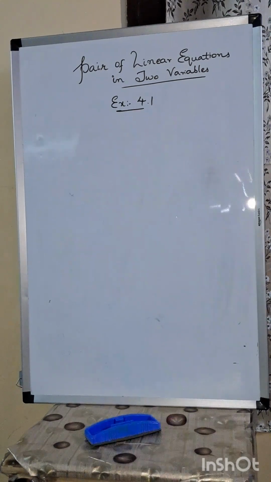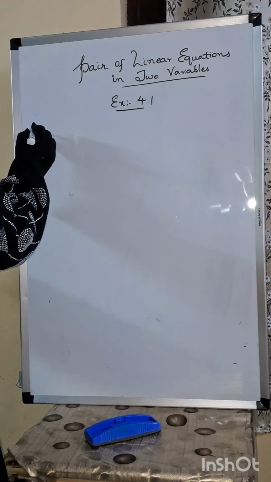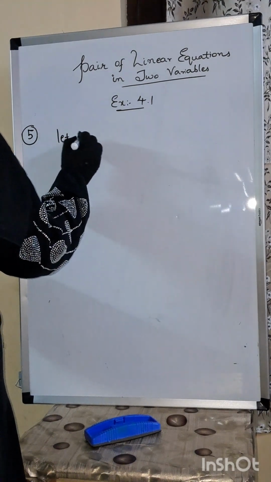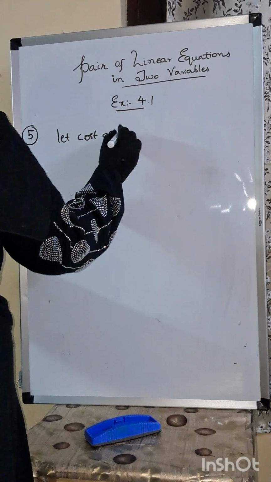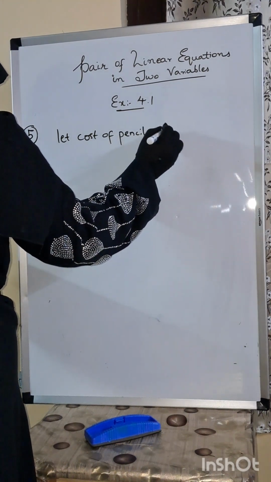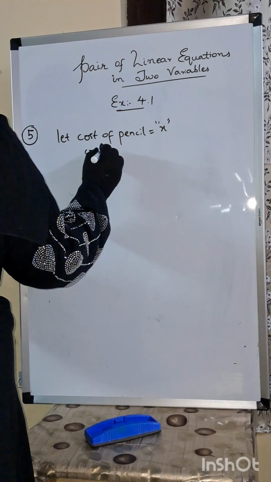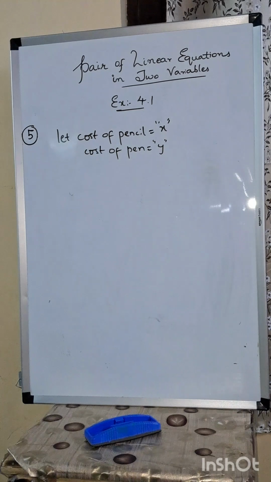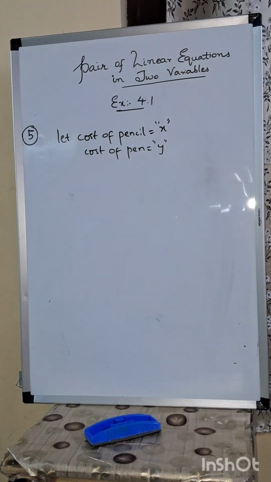1. Question is, 5 pencils and 7 pens together cost 50 rupees, whereas 7 pencils and 5 pens together cost 46. Find the cost of one pencil and that of one pen. Okay, so here first let the cost of each pencil be, what is question number 5? So let the cost of each pencil be x. Okay, next, cost of pen is equal to y. Right, cost of pencil is equal to x and cost of pen is equal to y.